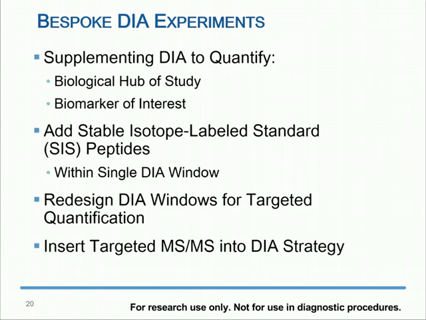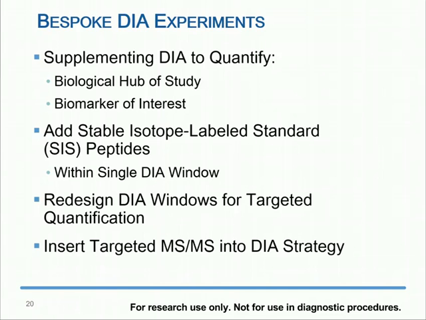So, from a cancer biology standpoint, you may have certain hubs of signaling that you want to study. From a clinical standpoint, if you're asking a research question, trying to relate the proteome to a specific clinical biomarker, you definitely want to be able to measure that to get an anchor for your study, so that you can look at all of the different questions that you have from the research side in the context of being able to measure that clinical biomarker that's so critically important.